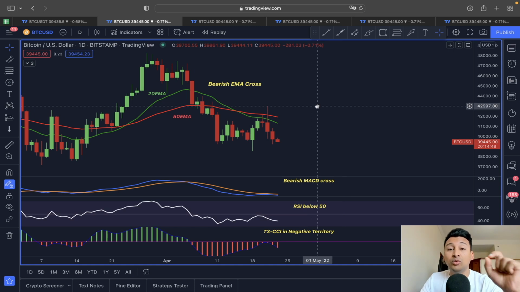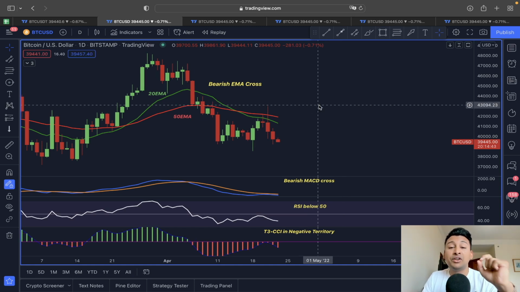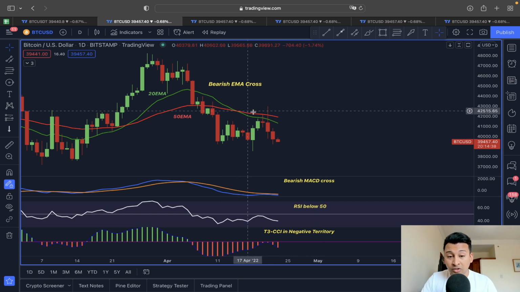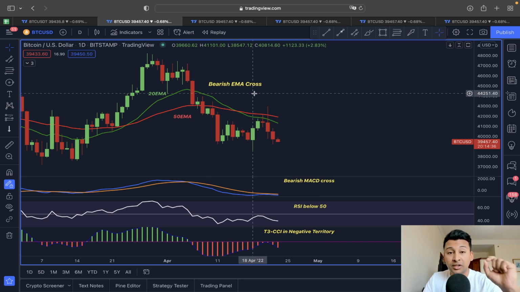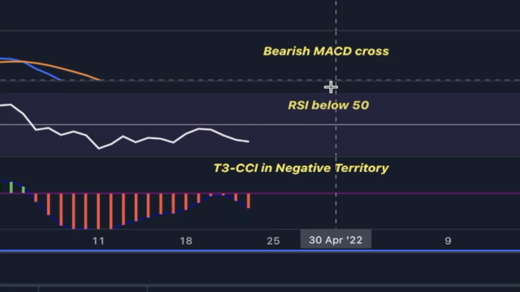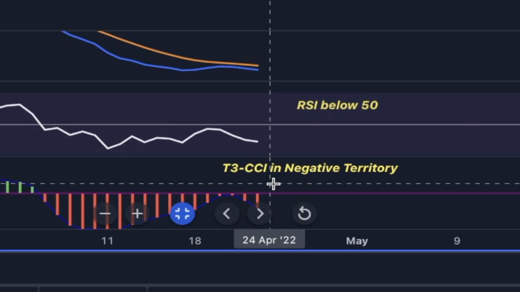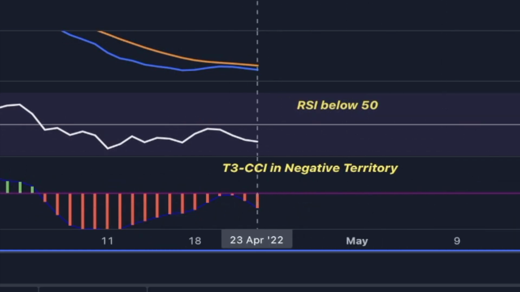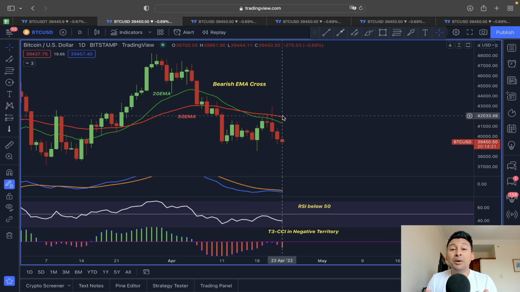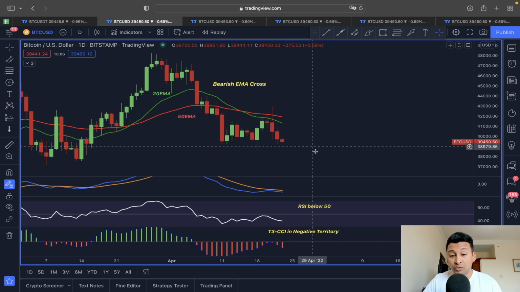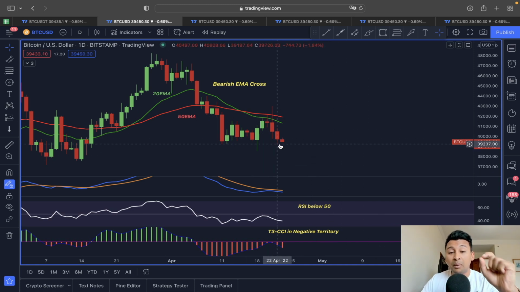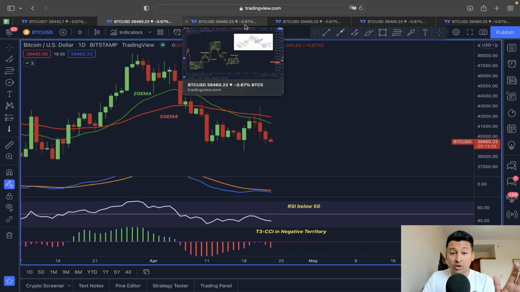So that is one reason to not over leverage yourself at this current stage, because you can see the trend here is clearly weakening. Not just only the bearish crossover here to the upside using this EMA, but also to the downside. You can see the MACD is still a bearish MACD cross, RSI line still below 50 level, and T3 CCI also in a negative territory, indicating the weakness here in price action of Bitcoin. So that's why, guys, that's why the potential here for price to start this downward movement is higher compared to the upper direction. Not just only because of these indicators.